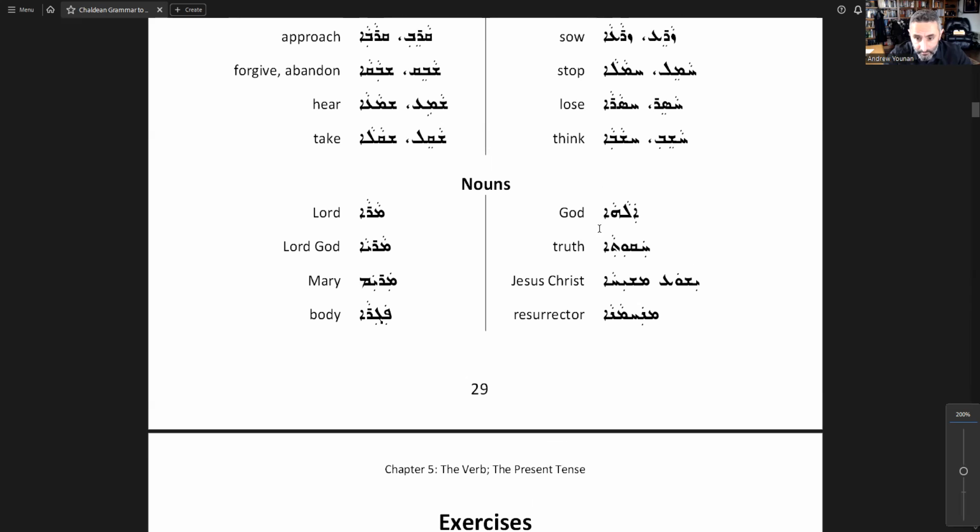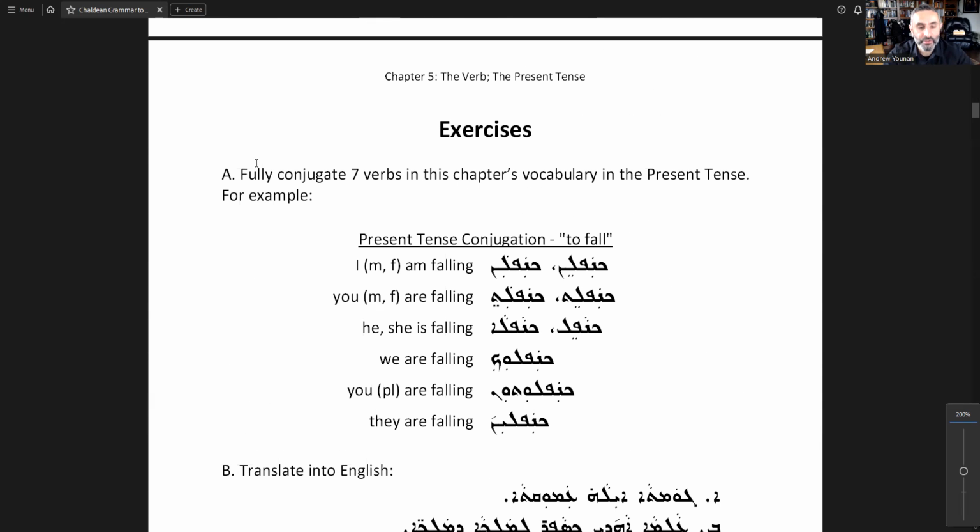Some nouns: God is Alaha, truth is Haqutha, Isha, Mshiha, Jesus Christ, Nahmana, resurrector. I'm doing a lot of religious words here. Lord is Mara, Lord God is Maria. So Maria means Lord, Mar. Yah is Yah or Yahweh. So the Lord God. Yahweh is God's name in the Old Testament, right? Maryam is Mary, Baghra is body. Some new nouns here. Exercises.